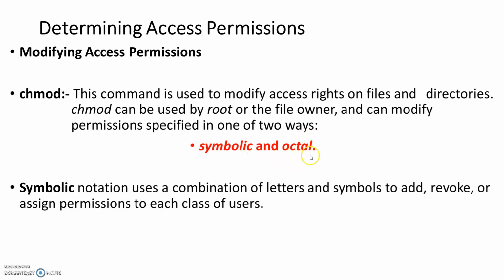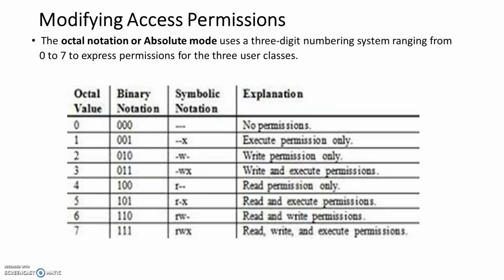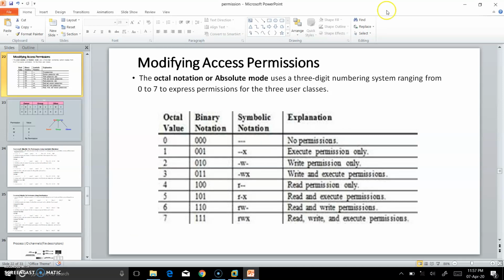Then the second type is the octal, which is also known as numeric, or you can say absolute. In this, we will be using some default values for all the permissions. So let us start with the very first type, that is symbolic notation. I told you that with the help of some symbols, we will be giving and taking the permissions. So let's start with the symbolic representation now.